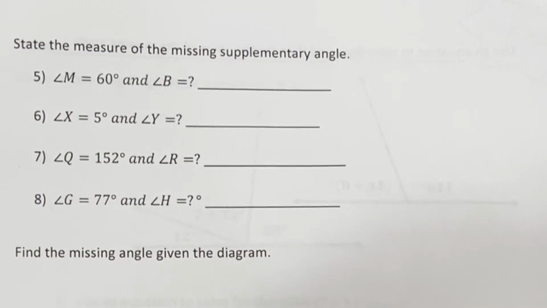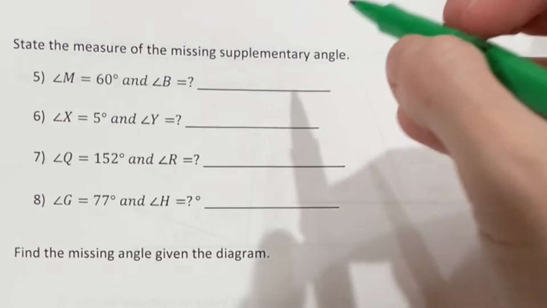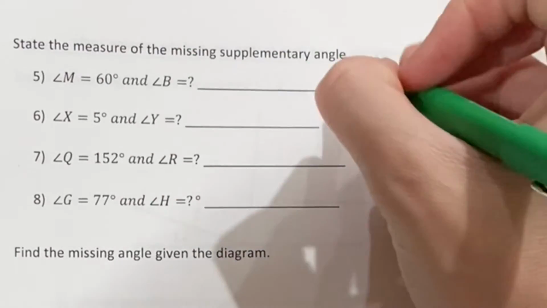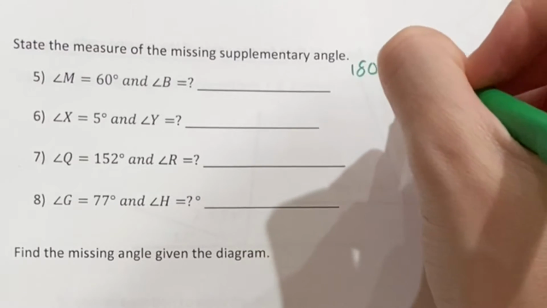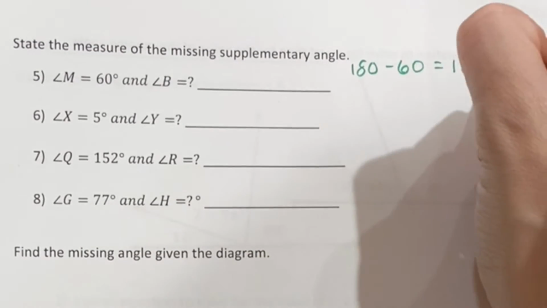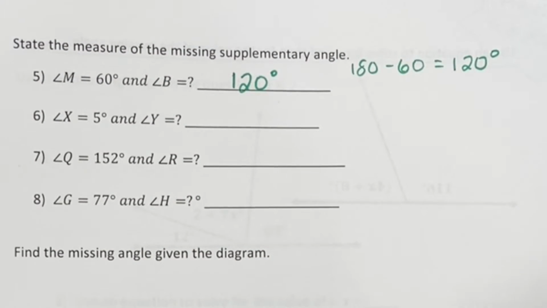So now looking at question number 5, we have angle M is 60 degrees. They're saying, what would the supplement of this angle be? Well, if I know they need to add to 180, if I do 180 minus 60, I get 120 degrees. So the supplement would be 120 degrees.